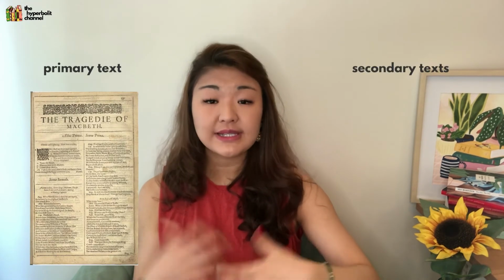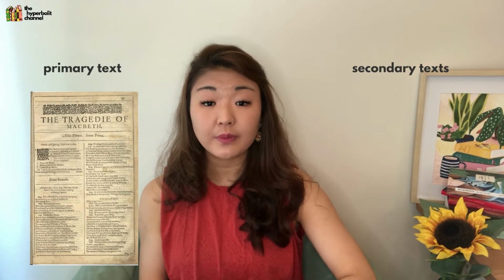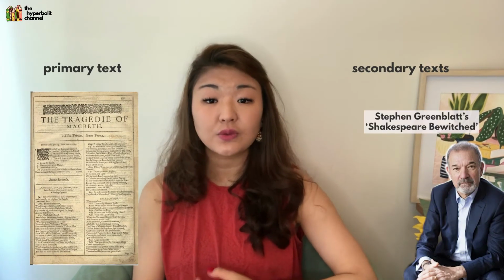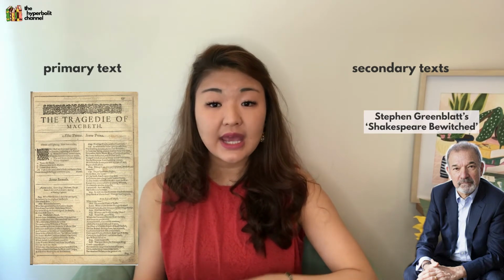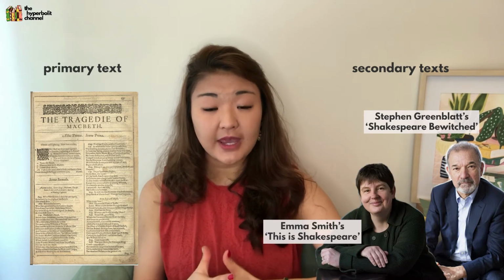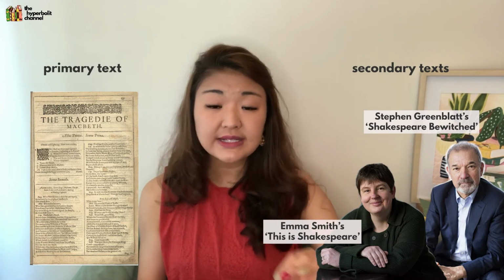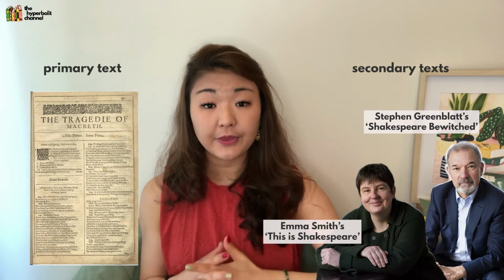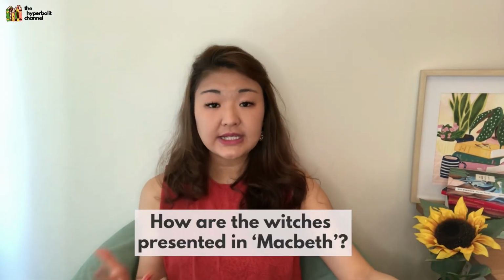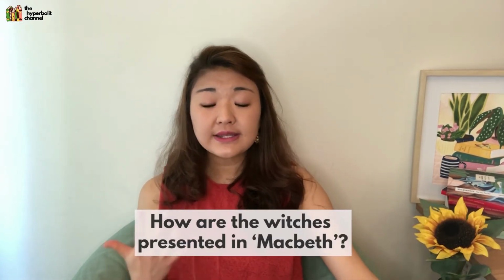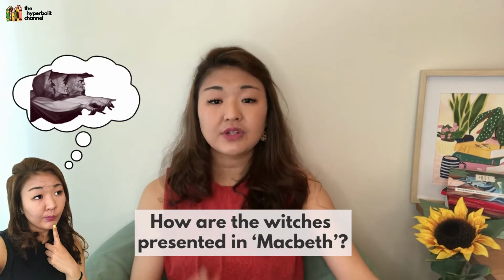For my primary text, I'll be using Macbeth. And for my secondary texts, I'll be citing from Stephen Greenblatt's article, Shakespeare Bewitched, and Emma Smith's book, This is Shakespeare, largely because they present rather different views on the presentation of witchcraft in Macbeth. So in addressing an essay topic like, how are the witches presented in Macbeth, I'll first consider what I think about this prompt.